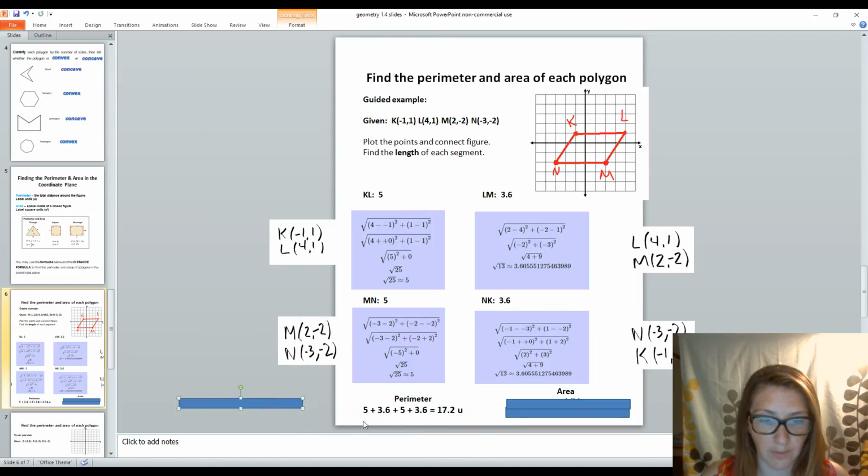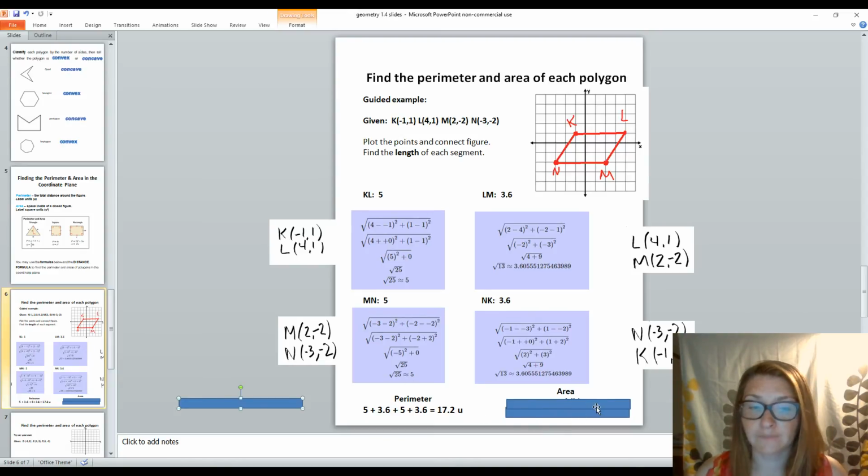So here is my perimeter: 5 plus 3.6 plus 5 plus 3.6 equals 17.2 U. Now, I put U because it's units. They didn't tell us what type of measurement, so we want to make sure that we're including the units that should be there.